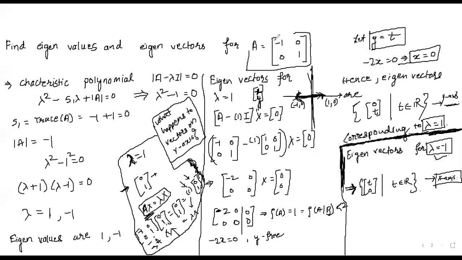So in the next lecture, I'll solve some more examples for eigenvalues and eigenvectors. Any difficulty?